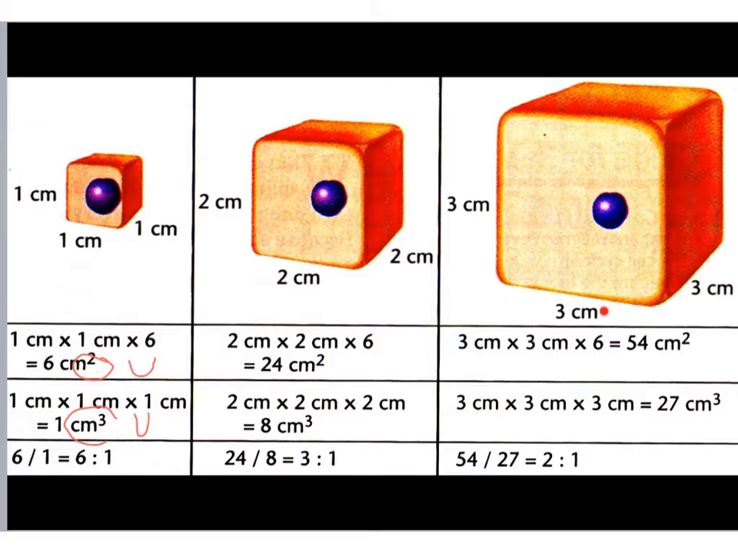Let's look at it one more time just to prove to ourselves that this is really the way things work. Imagine we stretch the cell out. It's bigger now, 3 by 3 by 3. So the surface area is 3 times 3 times 6. That's 9 times 6, which is 54 centimeters squared. The volume is 3 times 3 times 3.